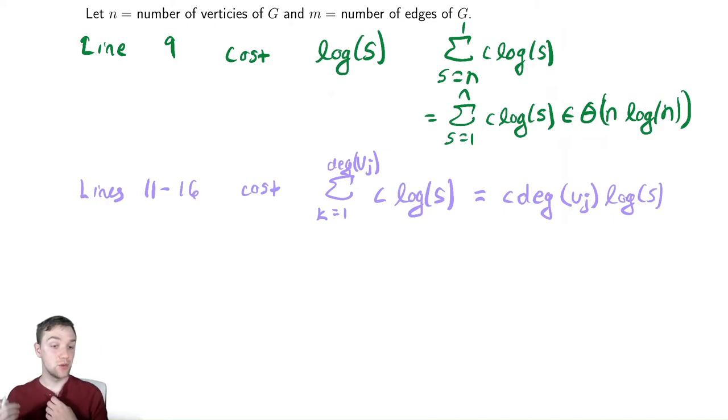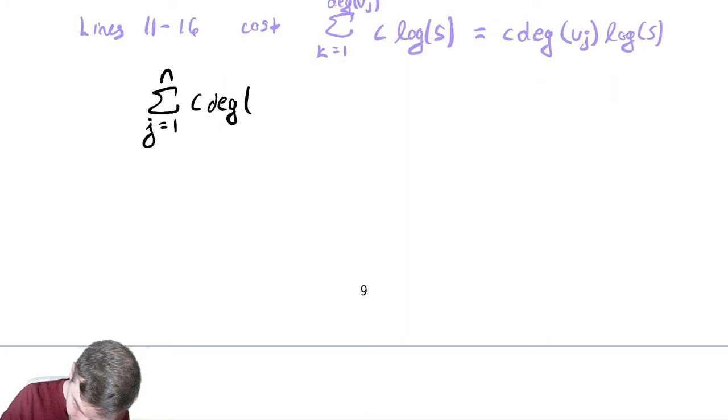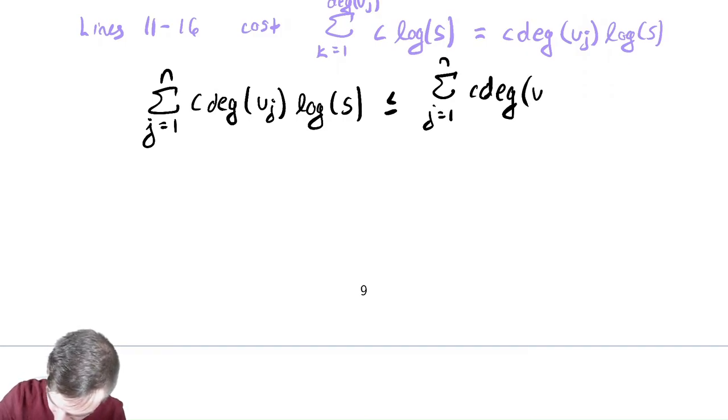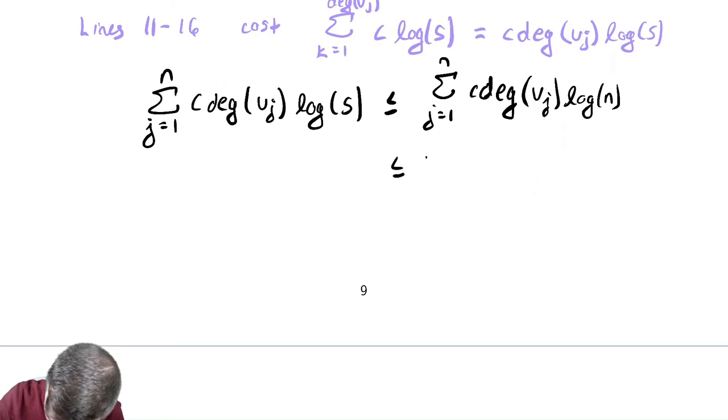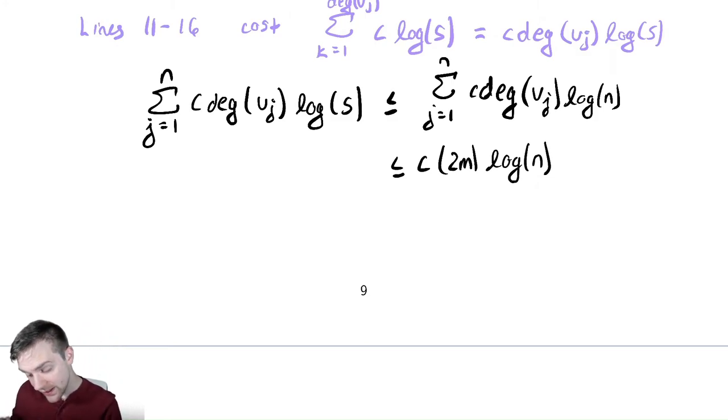And now, what happens to the size and the degree? Well, the total runtime is going to be the sum from j equals 1 to n of C times the degree of v sub j times log of s. To bound this above, let's replace log of s with log of n, and we have C times the degree of v sub j times log of n, and then this is less than or equal to C times 2M times log of n. It's not necessarily obvious how you'd bound this below, but let's not bother with that too much right now.